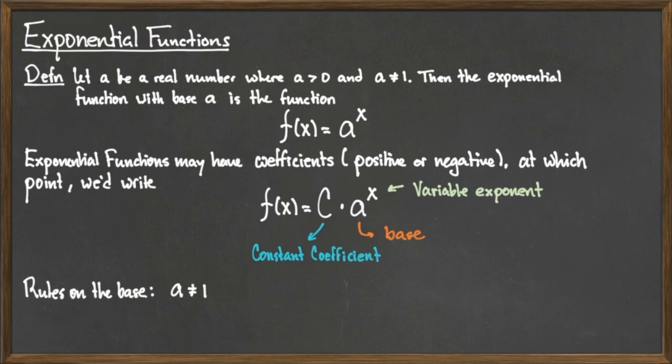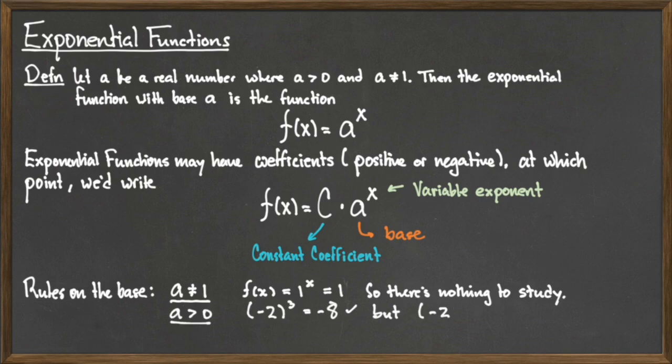It's worth mentioning why we impose certain rules on the base a. We require that a is positive and not equal to 1. First of all, the reason that we require a not to be equal to 1 is because this would simply give us the function 1 to the x, which is just the constant function 1. And basically there's nothing interesting happening here, or nothing to study.